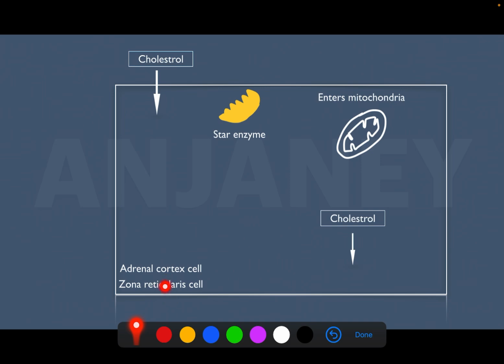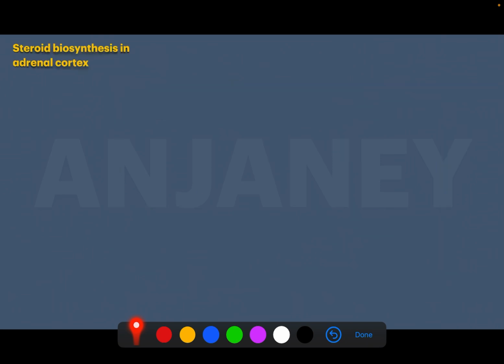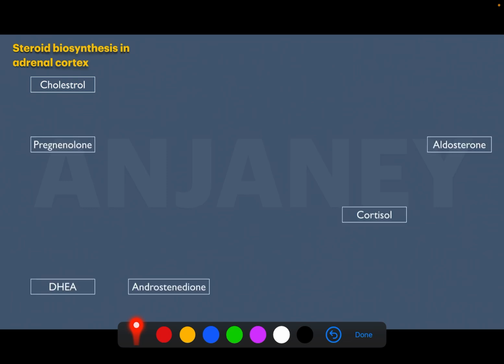Same thing happens in reticularis. Cholesterol enters, star enzyme, it goes in the mitochondria, and cholesterol is making DHEA and androstenedione, with the help of these enzymes. Now we'll study how exactly this is going on. This one cholesterol is making these four different things, right? How it's doing it and how the enzymes play a role in all this, we are studying.